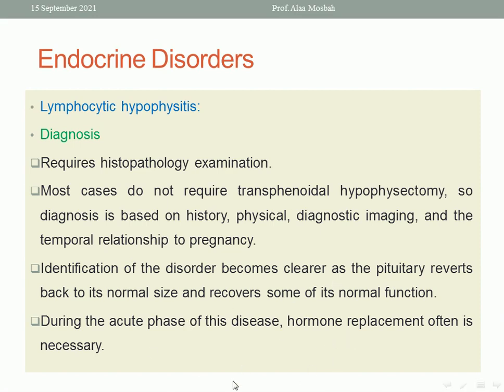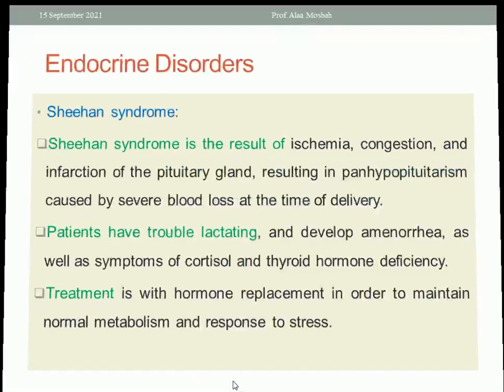Most cases don't require hypophysectomy, so diagnose based on history, physical, and diagnostic imaging. Identification of the disorder becomes clearer as the pituitary reverts back to its normal size and recovers some of its normal function. During the acute phase of the disease, hormone replacement often is necessary.